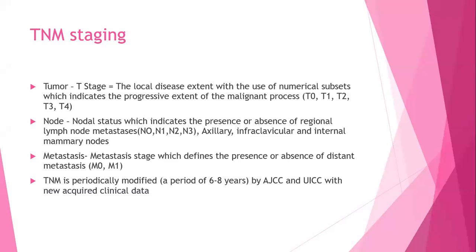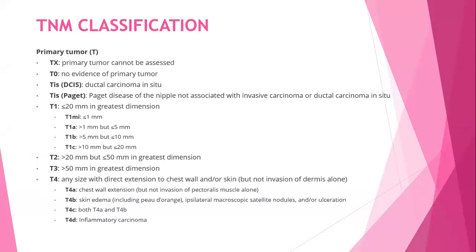N stands for nodal status, which will indicate presence or absence of lymph node metastasis. So again, we have the range from N0 to N3. Metastasis, which is the M, where we're looking at presence or absence of metastasis outside the primary site of pathology. So we're looking at distant metastasis. So we have M0 or M1. In TNM classification, TX means a primary tumor cannot be assessed for some reason or the other. When we have T0, there is no evidence of primary tumor.